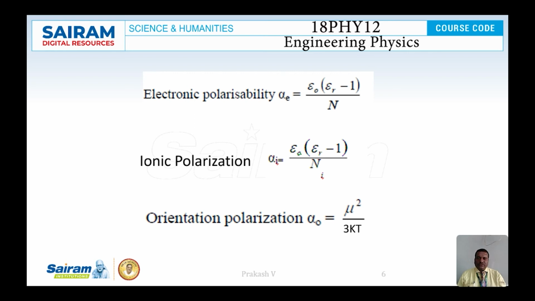And the last one is orientation polarizability, that is alpha naught is equal to mu square by 3kT, where mu is the permanent dipole moment, k is the Boltzmann constant and T is the temperature. The total polarizability alpha is equal to alpha E plus alpha I plus alpha naught.